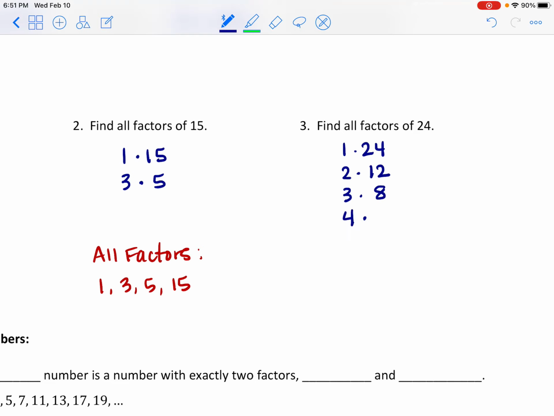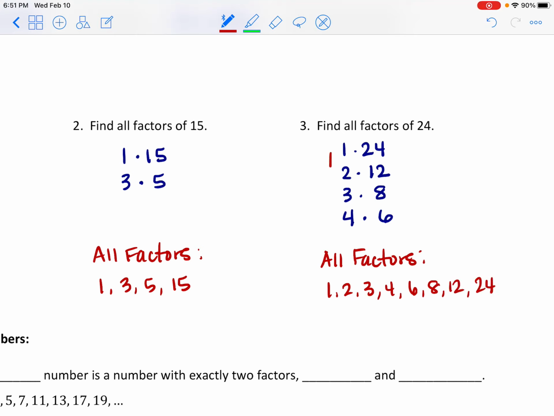4 is going to go in 6 times. 5 doesn't go in. 6 goes in 4 times, but again, we're going to start repeating, and so that is going to be the end of that list. So all of my factors of 24 include the numbers 1, 2, 3, 4, 6, 8, 12, and 24.